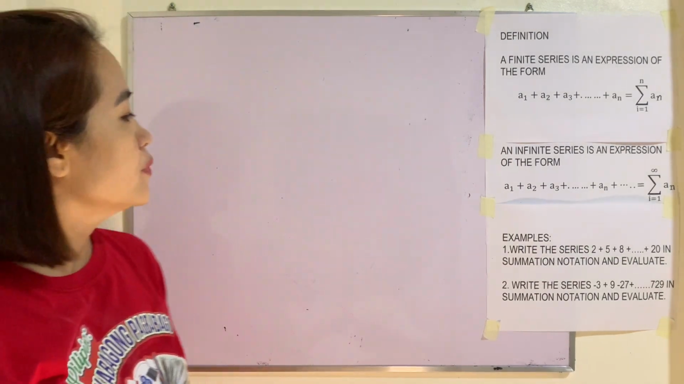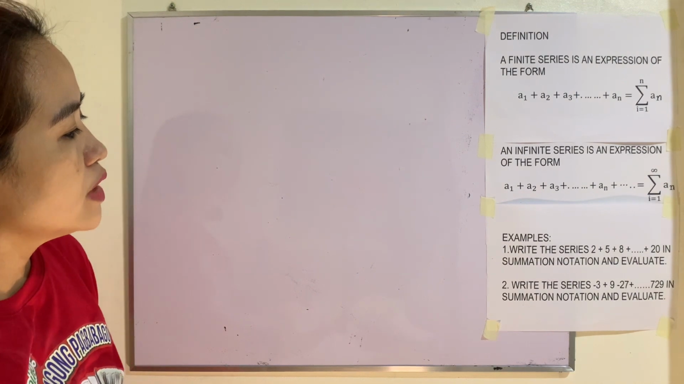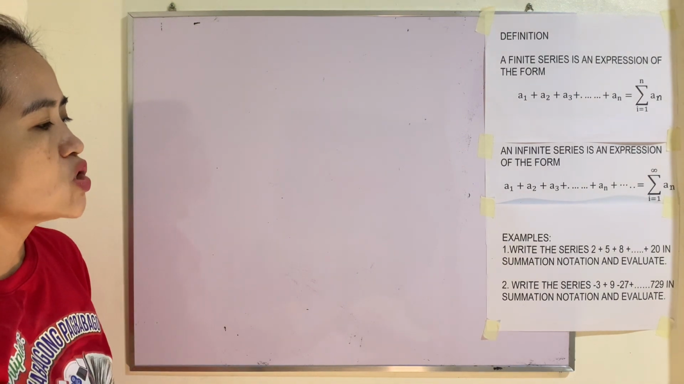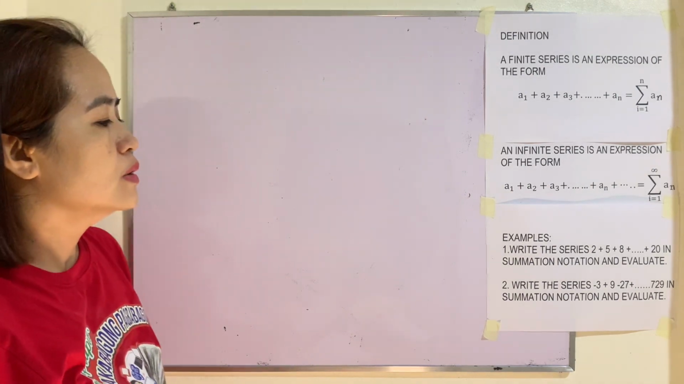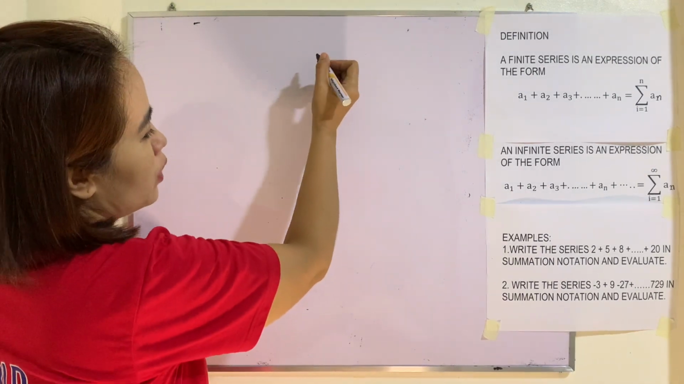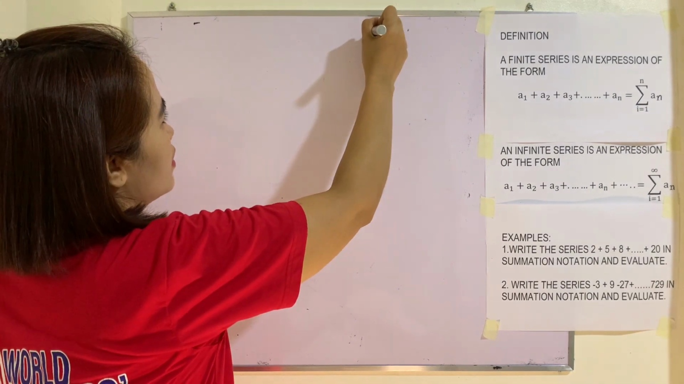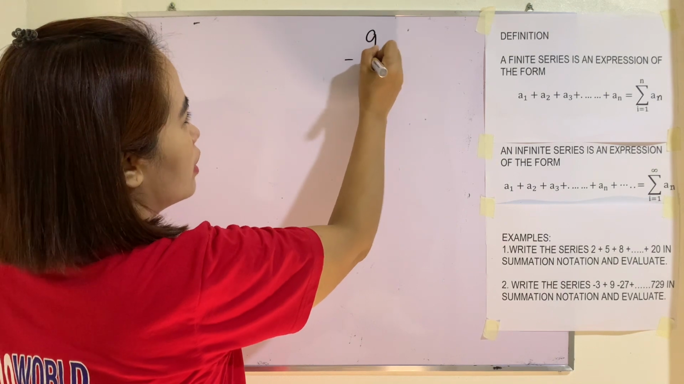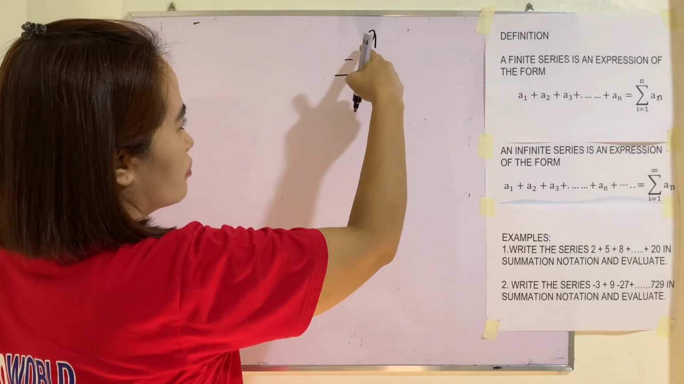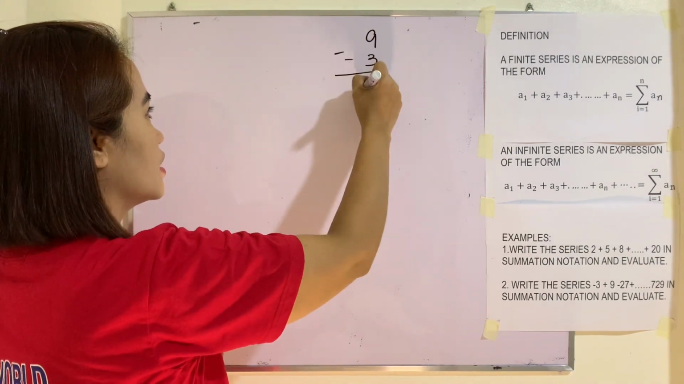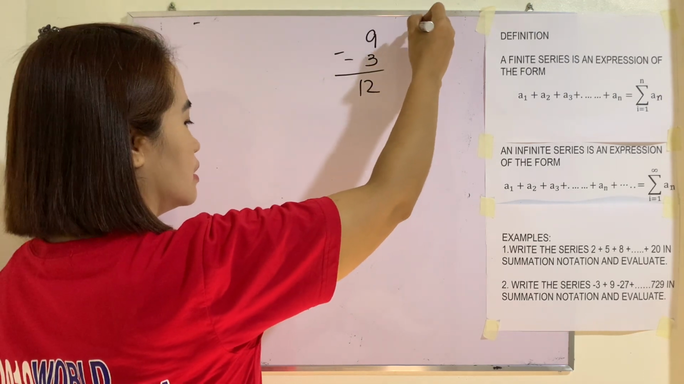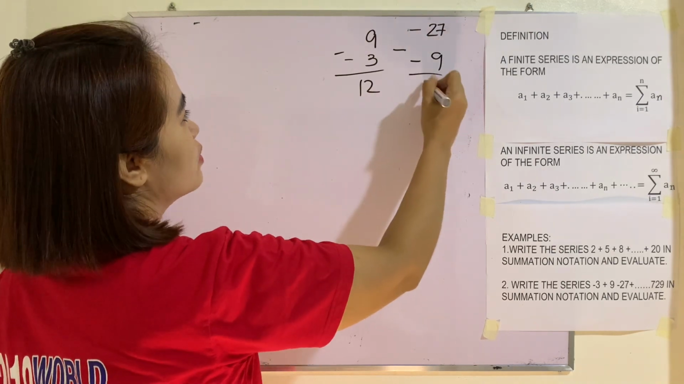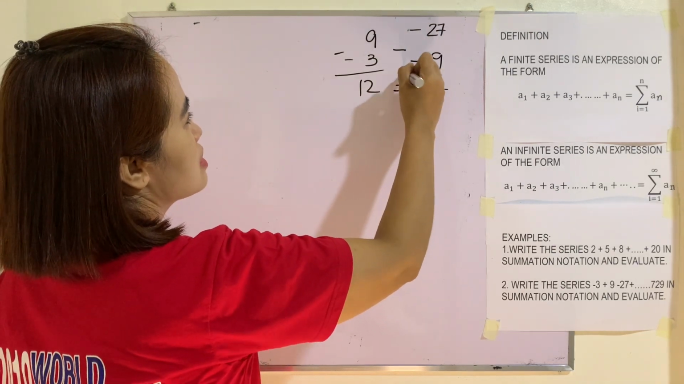Example number 2. Write the series negative 3 plus 9 minus 27 plus 729 in summation notation and evaluate. Okay, so let's find out whether there is a common difference or common ratio. 9 minus negative 3 is 12. Negative 27 minus 9. This one is not 12. This is not equal to 12.